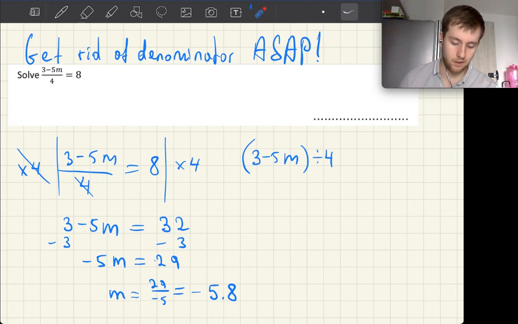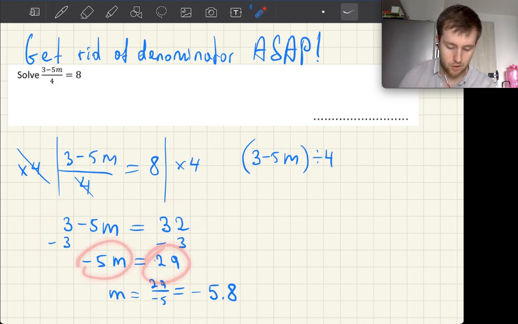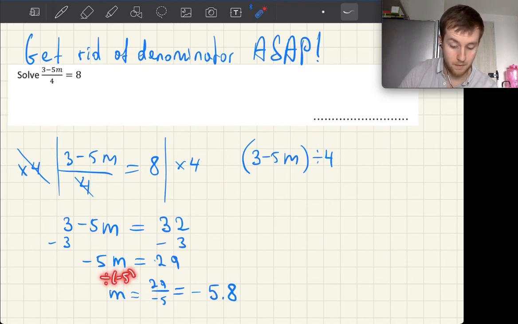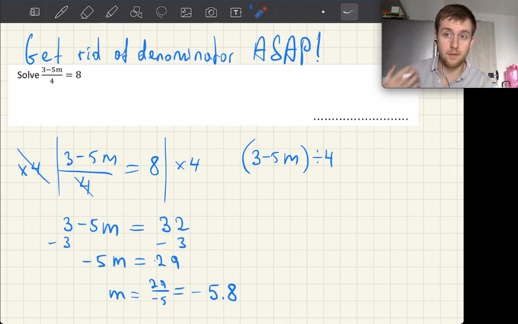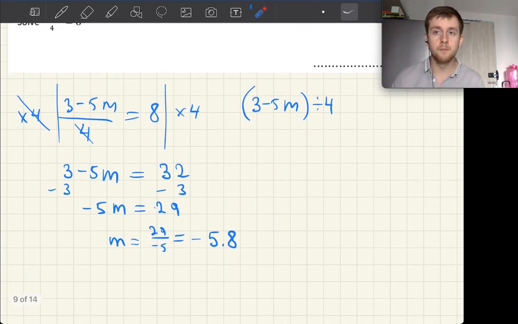32. Then we can subtract 3 from both sides. Minus 5m equals 29, and then we just divide both sides by, remember, minus 5, so not by 5, because if we divide by 5, we will get minus m, and we don't need negative m, we need just m. The ultimate purpose of all these equations is to leave the letter alone, to chase all the numbers away from it. Okay, so that's it for this one.